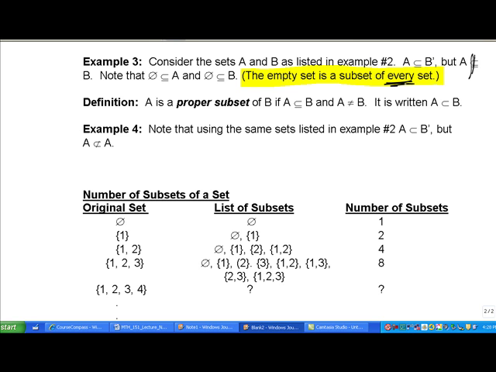Now we have a second type of subset. It's called a proper subset. It says A is a proper subset of B if A is a subset of B and A does not equal B. And the way we write it, you notice the line underneath includes the equals. So when we write this, we're not including when the two sets are equal.